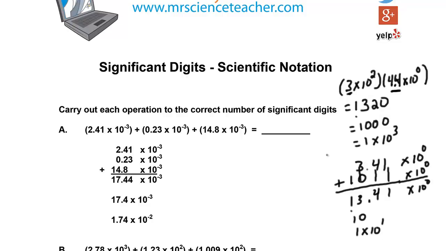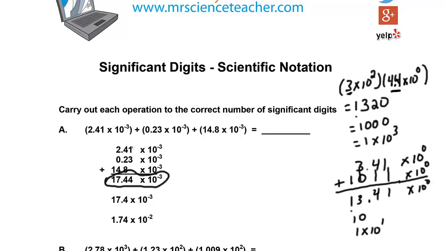So let's do a couple examples. We have 2.41 times 10 to the negative 3, 0.23 times 10 to the negative 3, and 14.8 times 10 to the negative 3. They all have the same power of 10, so they all have the same power. So I just put them up, and I say 1 plus 3 is 4, 4 plus 2 is 6, and 8 is 14, 3 and 4 is 7, and I bring down the 1. This right here is my calculator answer. This is what the calculator gives me.